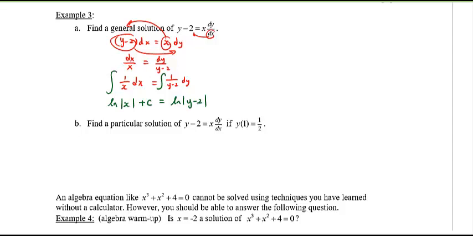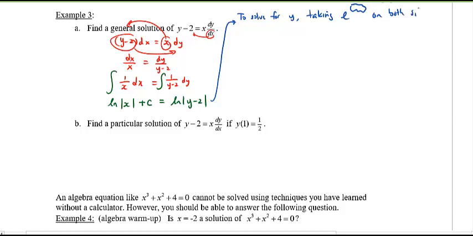Alright, now we can continue to try to find the general solution. Especially if I asked you to solve for y, but if I didn't, you can leave it from here and move on to part B. But I think for me, right now, I am going to try to solve for y. And the question is, how do I now solve for y? So to solve for y, we need to eliminate the ln. Then we eliminate ln by taking, that's right, e to the power of it on both sides.